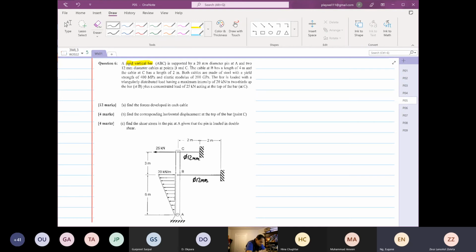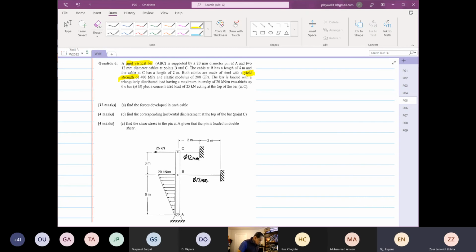Both cables are made of steel with a yield strength of 400 megapascal, and the elastic modulus of 200 gigapascal. Now in your mind, you know why they only give you the yield strength, not the ultimate strength. You don't need the ultimate strength for this anymore.